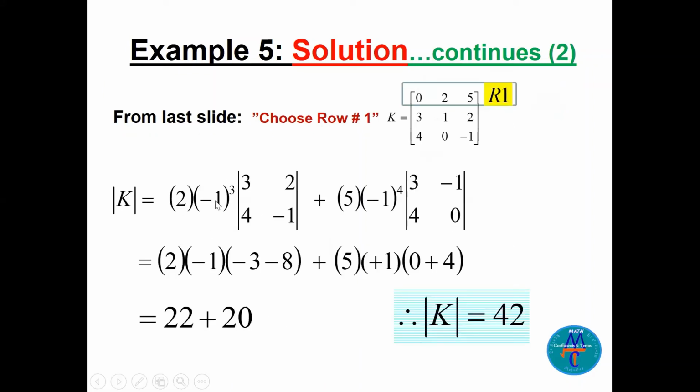So now 2, we write here 2. Minus 1 cubed is minus. This is a 2 by 2, so we multiply 3 times minus 1, minus 3, minus 8. And here 5, minus 1 to the power 4 is plus 1. This is 0 minus 4, plus 4. Minus 3 minus 8 is minus 11 times minus 2, so 22. And this is 5 times 4 altogether, so the determinant of K is 42. If you checked slide number 1 or 2, you will find the determinant of K is 42. This is how to find it.